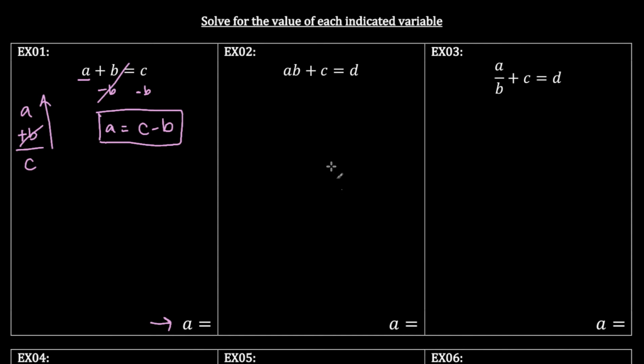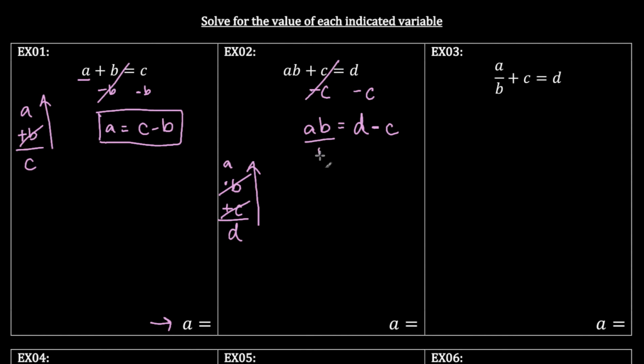In this problem, we're also looking for A. So we start with A, we multiplied by B, and we added C, and we got to the letter D. So inverse operations, going backwards, let's subtract C. So we are left with AB equals, remember we can't do the math here, so to speak, so we just write D minus C.